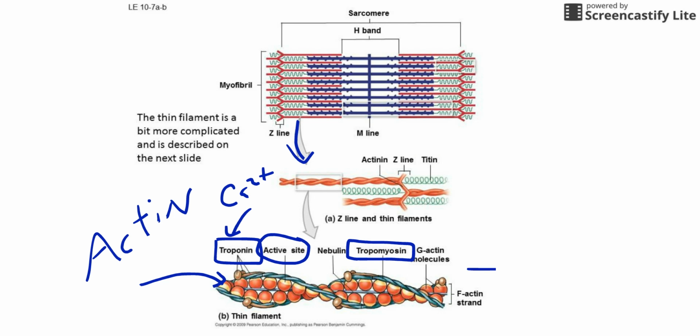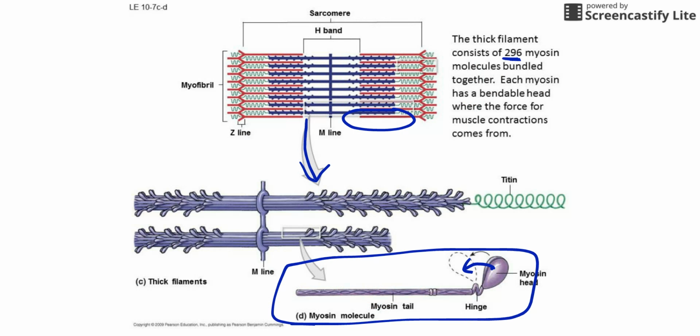So this altogether is what is often called the thin strand, because looking at this picture up here, you can see that the red is thinner. And the purple is often referred to as the thick filament because it is much thicker. The protein itself is much thicker.